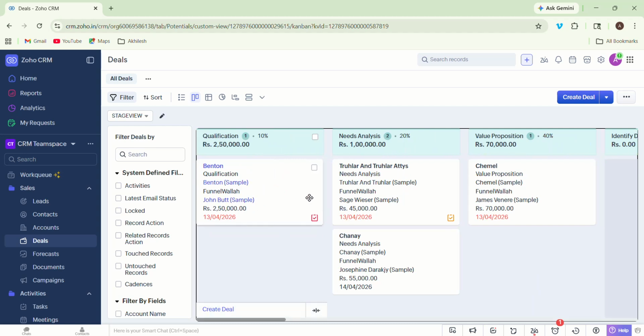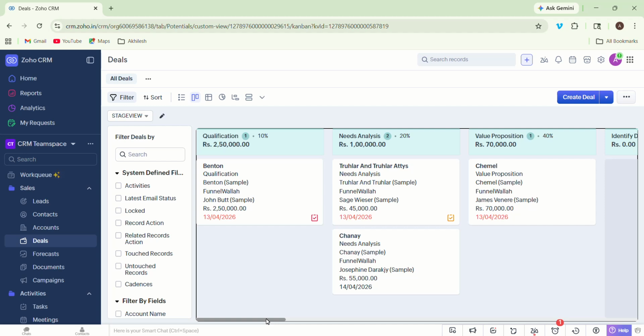So, if you look at this, these may not be relevant according to your business. Okay, so qualification, need analysis, value proposition, etc. I want you to look at these stages and ask yourself one question: do any of these reflect how your business actually works?